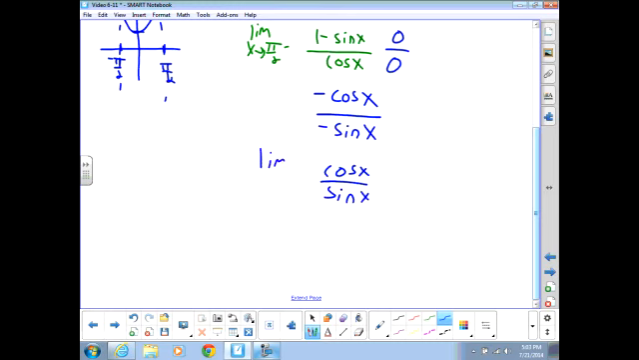And that's the limit as x approaches pi over 2 from the left. At pi over 2, cosine we saw was 0 and sine was 1. Well, 0 over 1 is just 0. So our overall limit as x approaches pi over 2 from the left of secant x minus tan x is just 0.